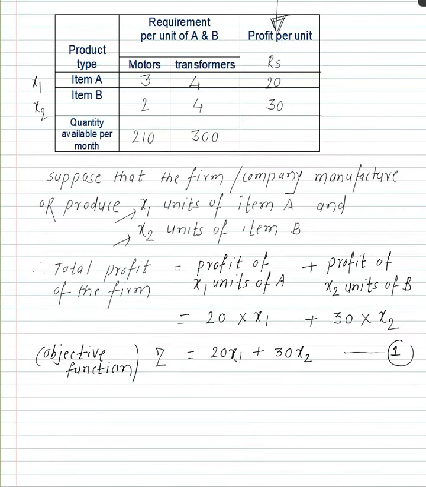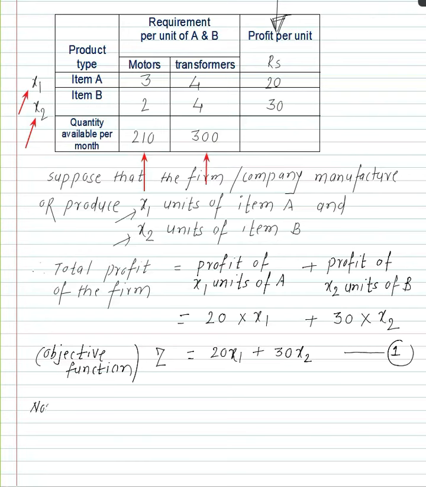Now let us find total number of motors required if the firm manufacture x1 units of A and x2 units of B. How many motors required? This will be one of the constraints. Similarly, second constraint will be how many transformers will be required if the firm manufacture x1 units of A and x2 units of B.